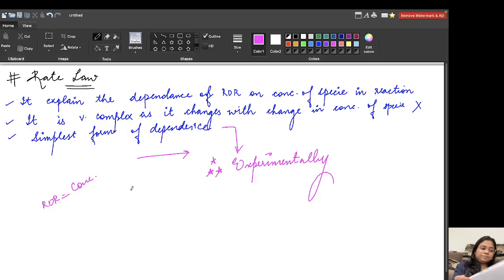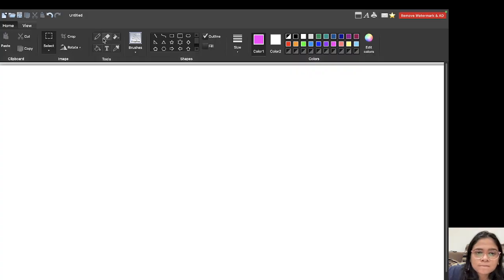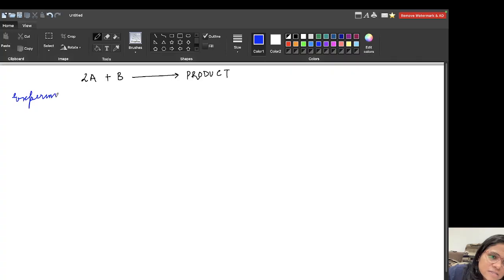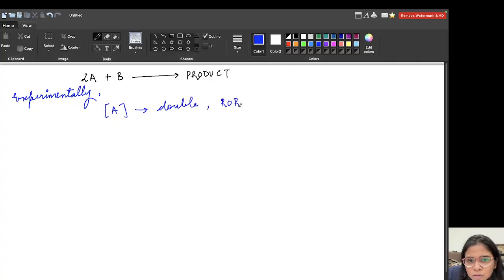For example, you have 2A plus B giving a product. Okay, it's already given to us. They are telling us, experimentally seen, very important, that whenever we double the concentration of A, the rate of the reaction also doubles.